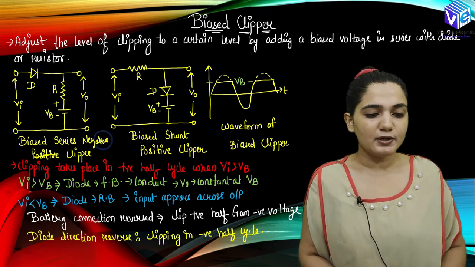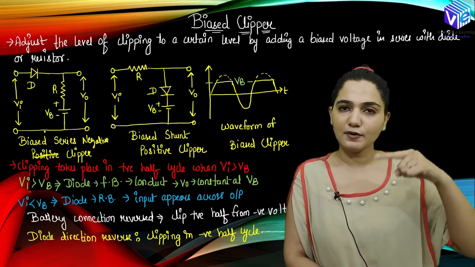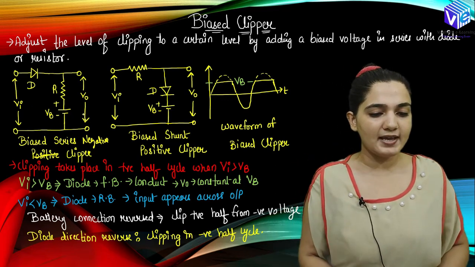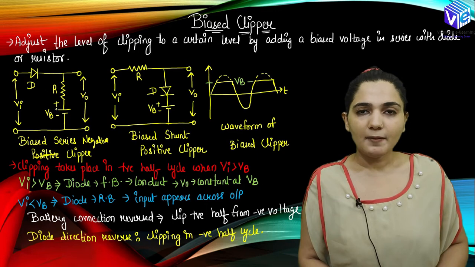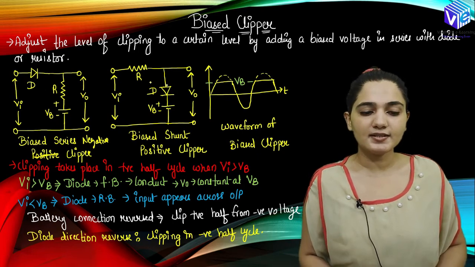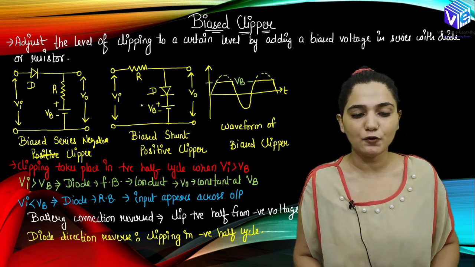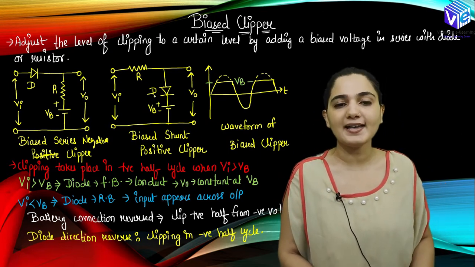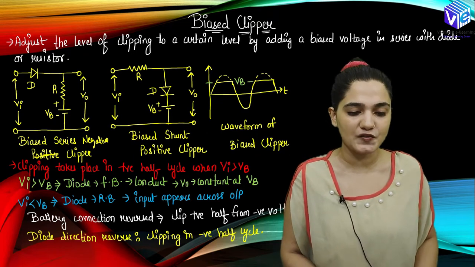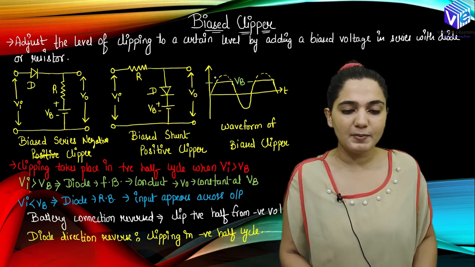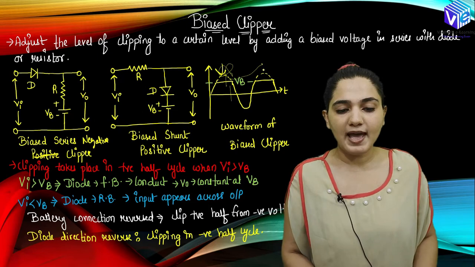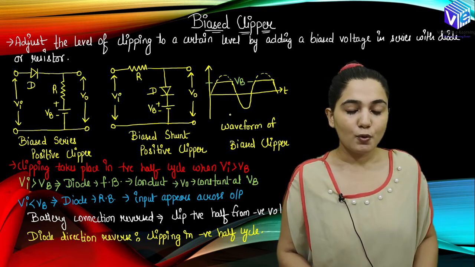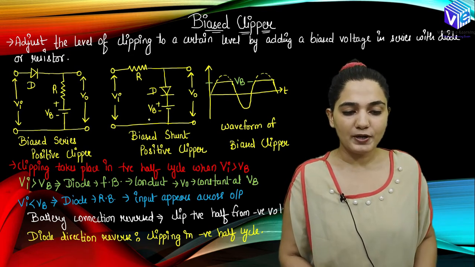In the negative clipper, the diode's direction was in the forward direction, right? So here we have to place the VB in the parallel branch. Here it is in series with the resistor. Here we can place it in series with the diode. This is a bias shunt positive clipper. So let's understand how the biasing happens with the help of the bias shunt positive clipper. We will apply VB, and above VB we will not have any input waveform. We are clipping above VB, right? So we are going to do that with the operation of this circuit.